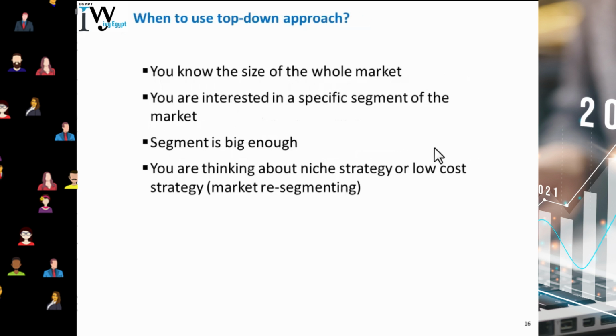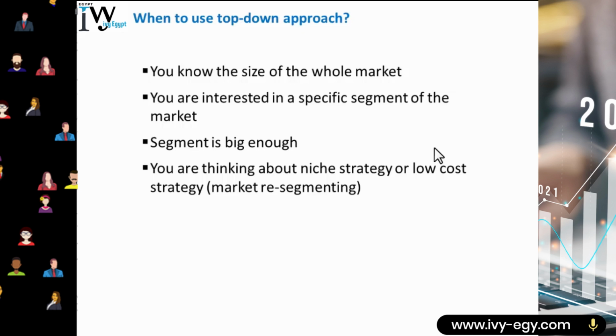Top-down approach is a bit different. It's where we actually start with the size of the market, and using this size of the whole market, we are trying to estimate the size of the market we are interested in. As you can guess, this method is very, very useful whenever you are thinking about resegmenting. So you're going for a certain niche, or you're trying to figure out whether it makes sense to do a low-cost version of the product.